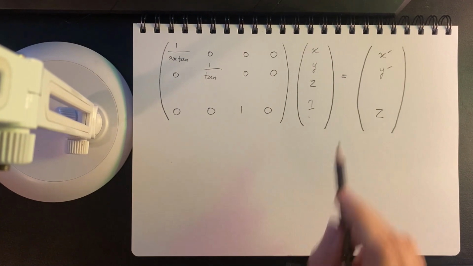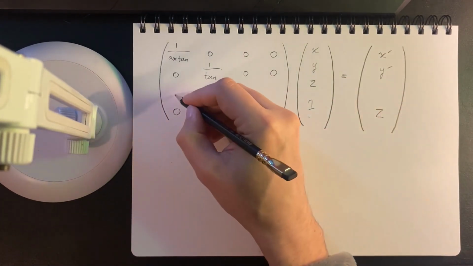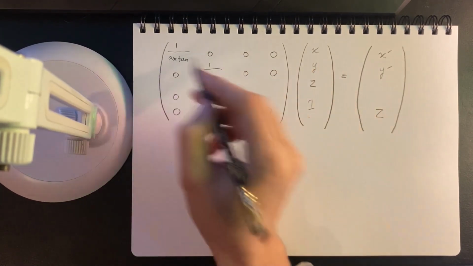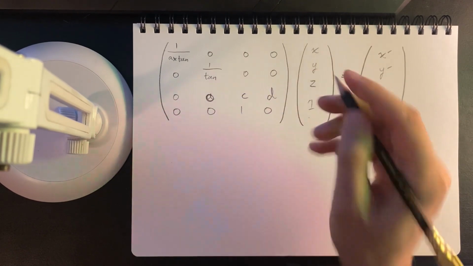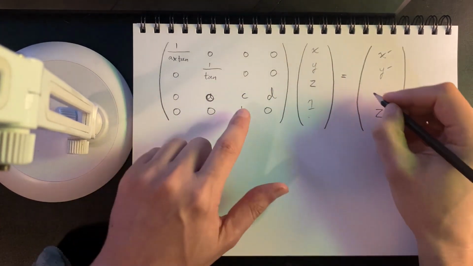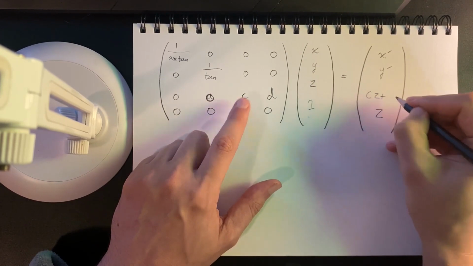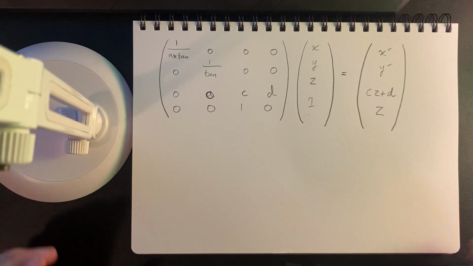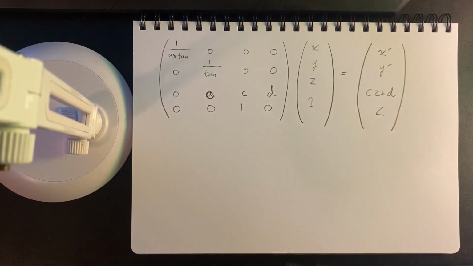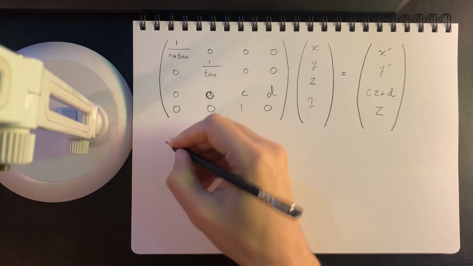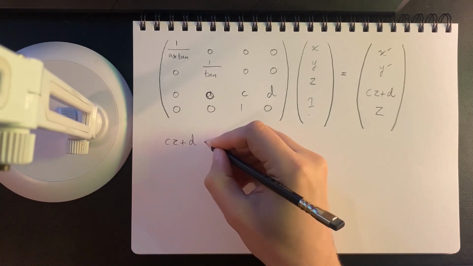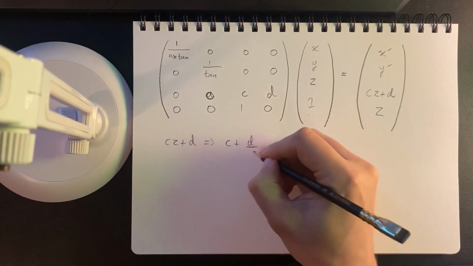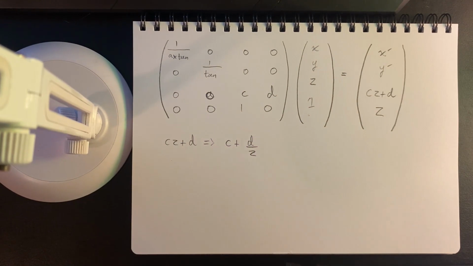z component there. Now, for this thing here, I'm just going to go 0, 0, whoops, 0. I guess I'm already using A. I'm going to use C and D, I guess. And this will give me CZ plus D. Okay, so things get a little weird here because I'm trying to get something. Okay, so we have CZ plus D, perform perspective division, and that gives me C plus D on Z. That's what I'm mapping to.